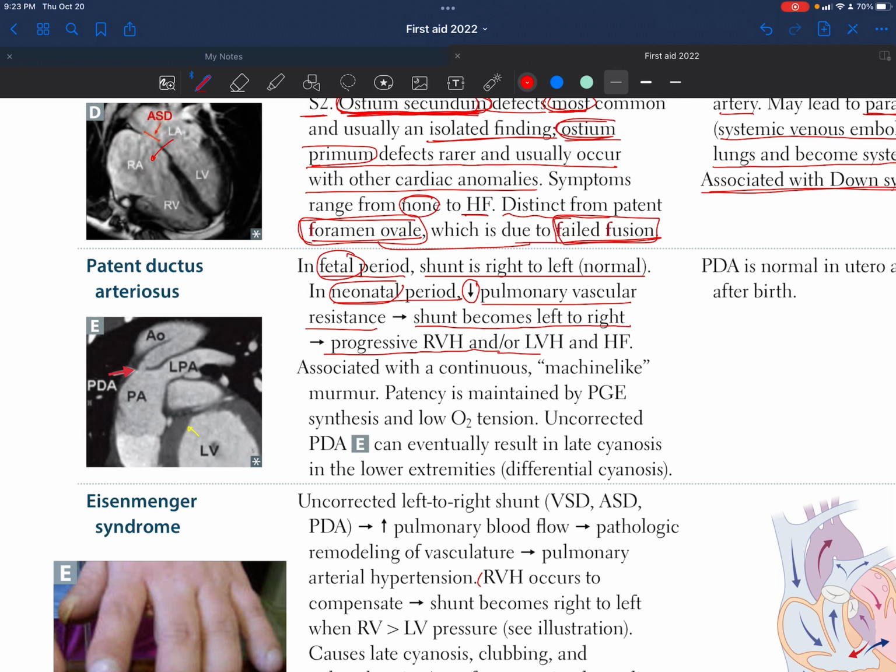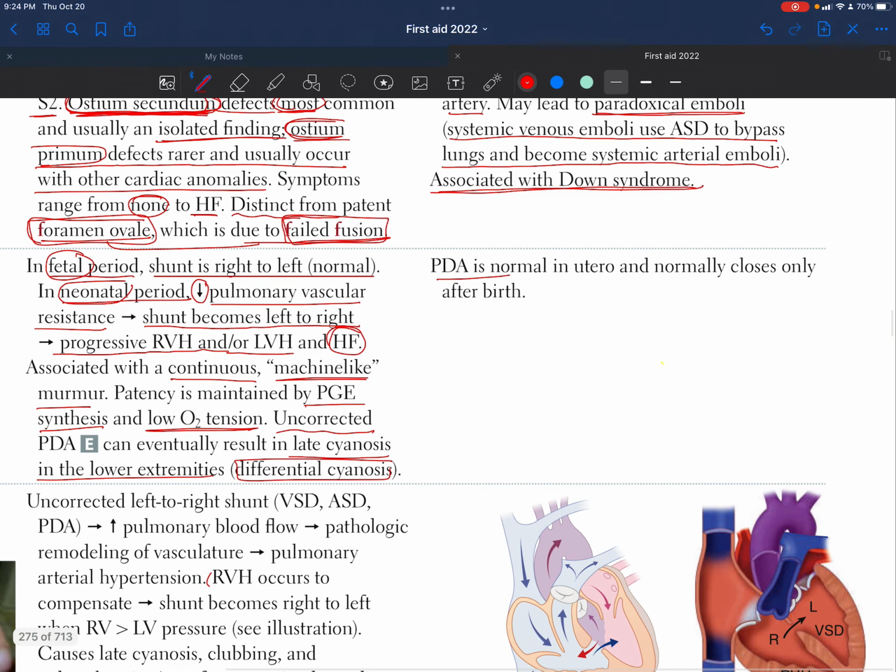It's right ventricular hypertrophy and or left ventricular hypertrophy and heart failure. It's associated with continuous machine-like murmur. Patency is maintained by prostaglandin synthesis and low O2 tension. If it's uncorrected, so it's patent ductus arteriosus, it can eventually result in late cyanosis in the lower extremities called differential cyanosis. For the PDA, it says that it's normal in utero, but normally should close only after birth, so it should be there in utero.